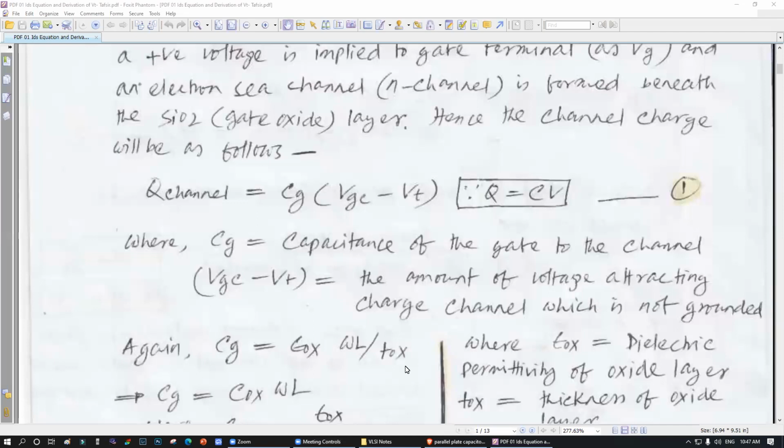TOX. From where did you get this formula? From the parallel plate theory. Let me explain. You have two places.